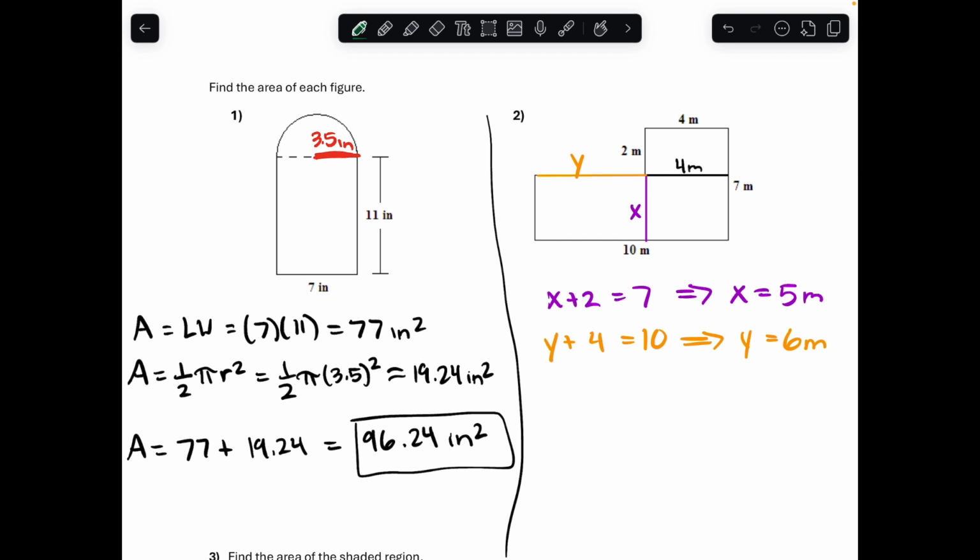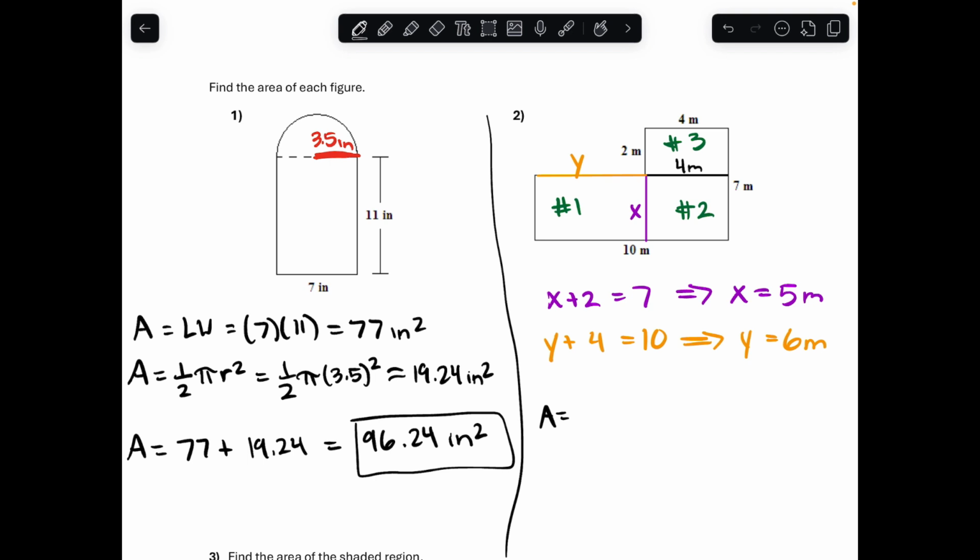Now that we have x and y, we can find the areas of each of these individual pieces, and so let's just go ahead and label them real quick. I'll call this box number 1, I'll call this box number 2, and I'll call this box number 3. So if I want to find the area of the entire thing, I just need to find the areas of each of these boxes and add them together. Since they're all rectangles, they're all relatively easy. It's just the length times the width.